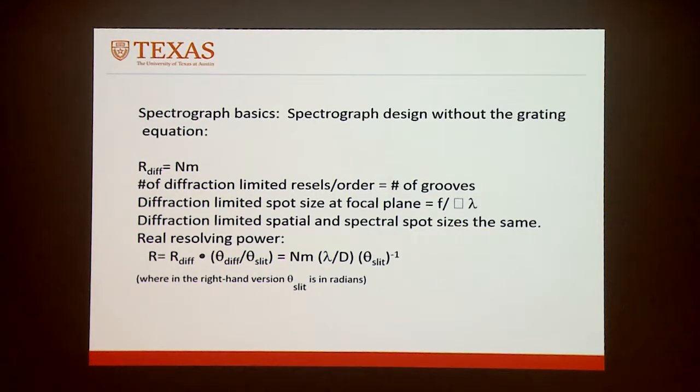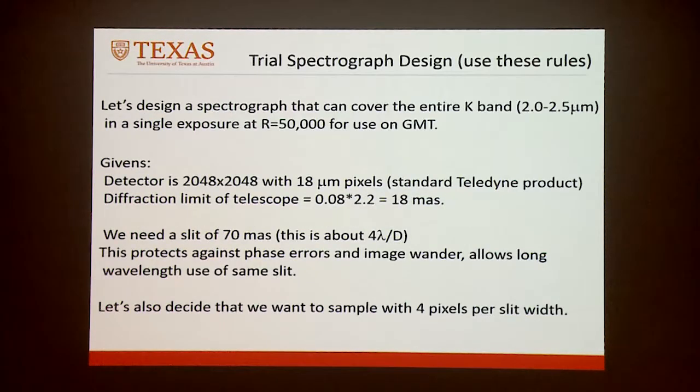The real resolving power is just this diffraction limited resolving power times the ratio of the diffraction limited size, so lambda over d, and the size of your slit. So putting all these things in, it's just n times m times lambda over d divided by the slit size. The middle part of this last equation is dimensionless. On the right, you have to put the slit size in radians to make this work.